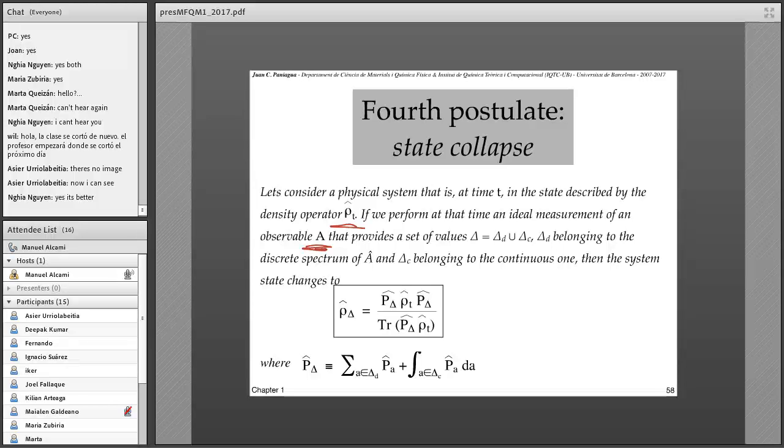And it could be that we measure a property, and if we draw here the values of the property, we could have some continuous part of the spectrum and some discrete part of the spectrum. And maybe our measurement device has some uncertainty so that we can only specify that the result is within this interval. It is the most general physical situation, in which the result of the measurement has some uncertainty that includes a continuous part and a discrete part. Well, in this case, what happens to the system?